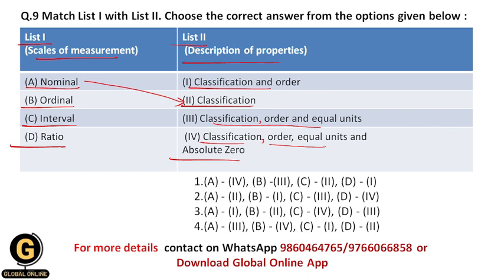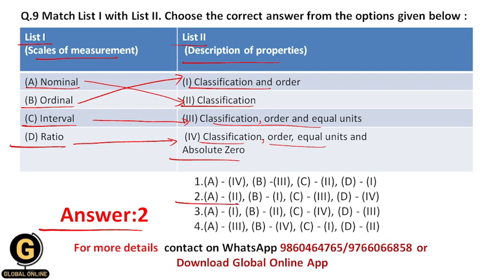Ordinal scale includes both classification and order, that's why ordinal will go for classification and order both. Interval scale includes classification, order, and equal units, that's why it will go for this. Ratio scale includes classification, order, equal units, and absolute zero, that's why option D matches with 4. That's why your correct answer should be 2, because over here A is matching with 2, okay, then B is matching with 1, then C is matching with 3, and D is matching with 4, right?